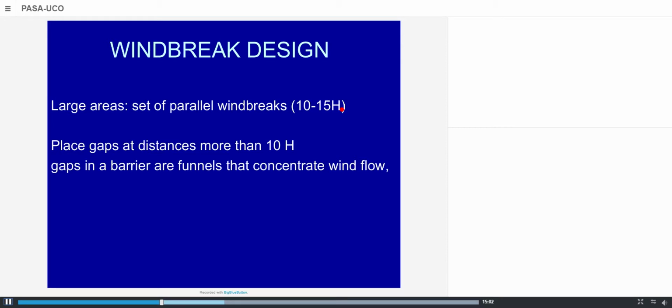We will need gaps in the windbreaks to access the fields, but the gaps should be spaced at more than 10 heights. So don't put the gaps closer than that. Consider that gaps in a barrier are funnels that concentrate wind flow. So if we put a lot of holes in the barrier, those will act increasing locally the wind speed, and that might cause important damage to the crop.